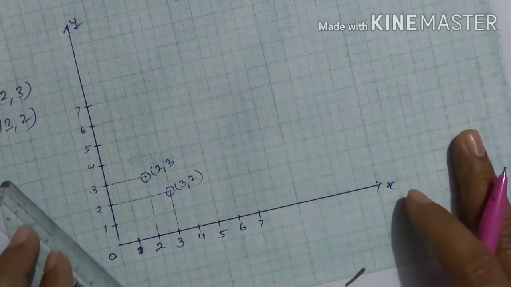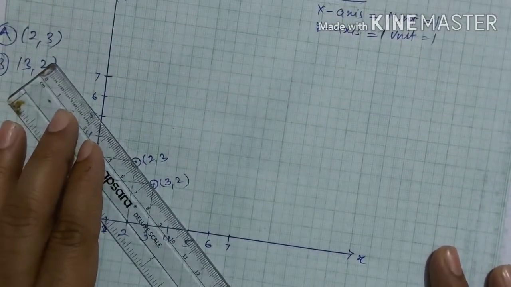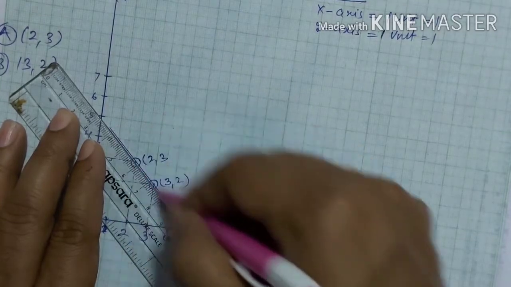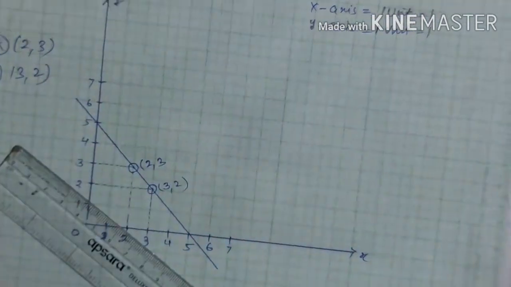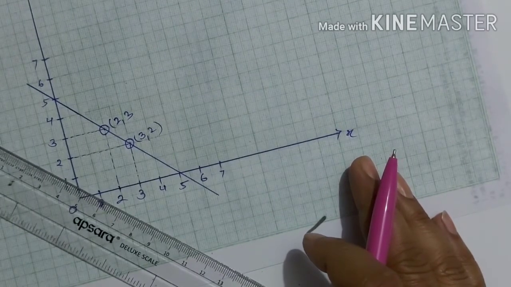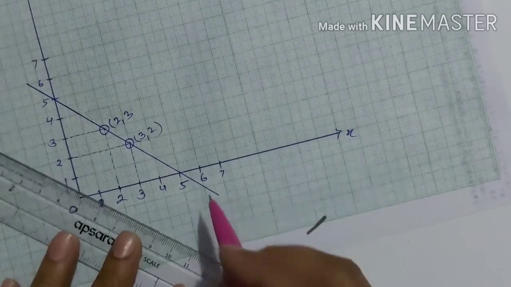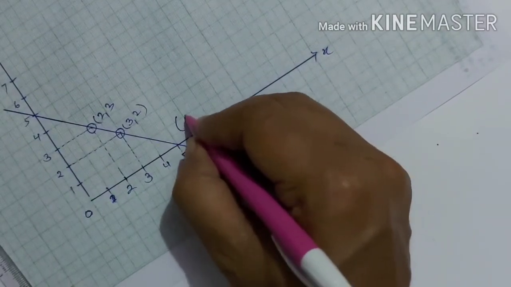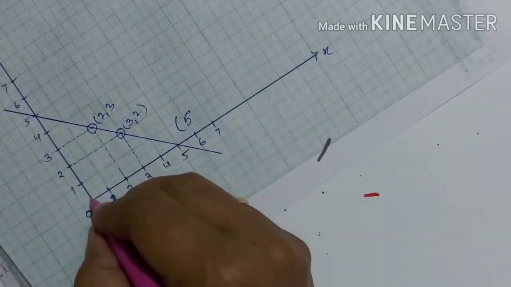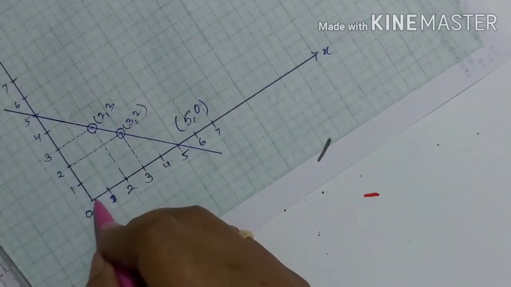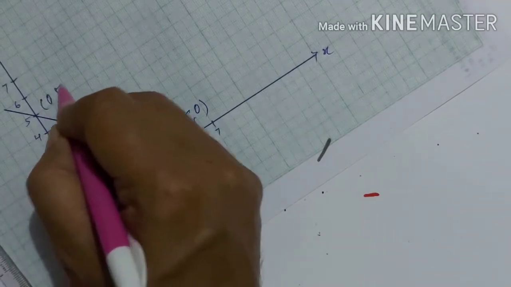Okay, join the two points and draw the line segment. The question asks where the line cuts the x-axis and y-axis. So your answer is this. The first point has x value 5 and y value 0, and the other has y value 5 and x value 0, that is (0, 5).